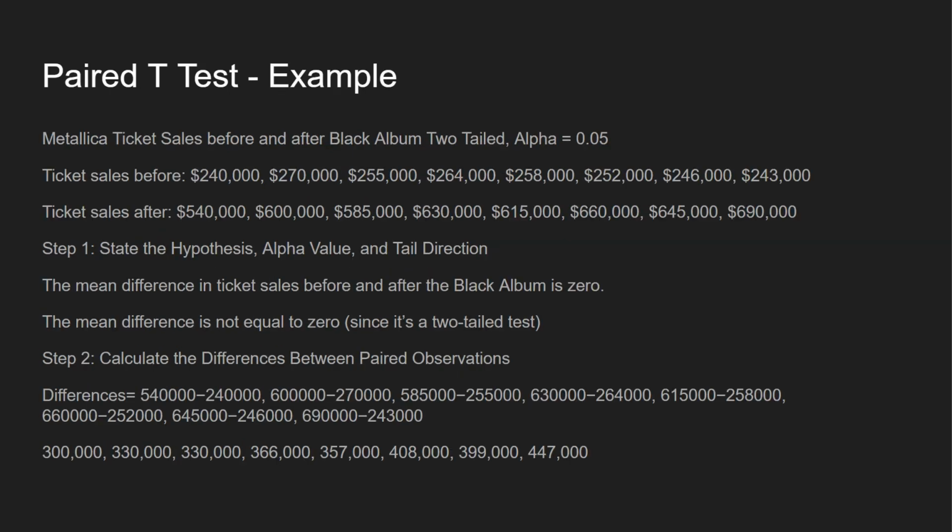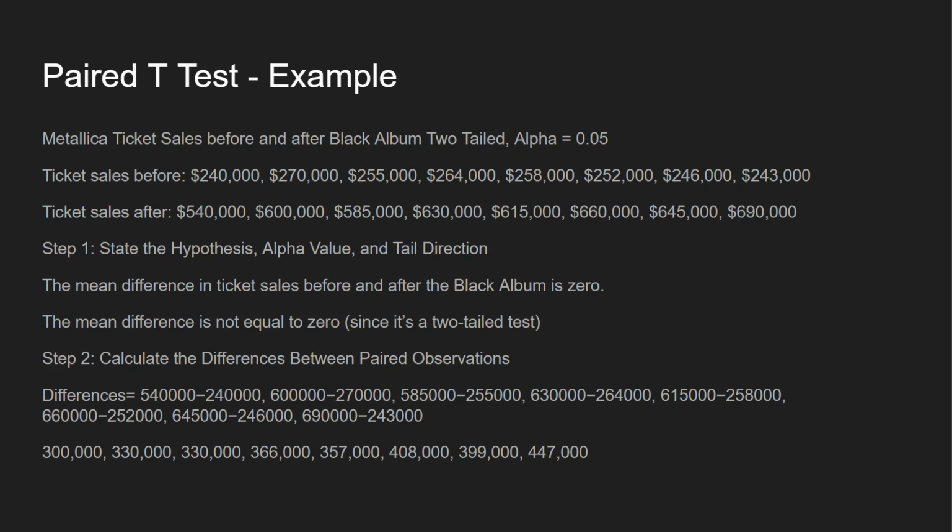So let's take a look at Metallica sales. We're going to look at it before and after the Black album, and it's going to be a two-tailed test, right? We're going to have an alpha value of 0.05, and we're going to assume that these are going to be the same exact cities, right? So ticket sales before, this is the gross amount in dollars. That way it is going to be continuous, right? And ticket sales after. So let's state the hypothesis, right? Alpha value and tail direction.